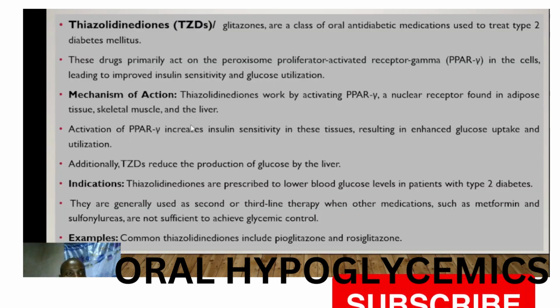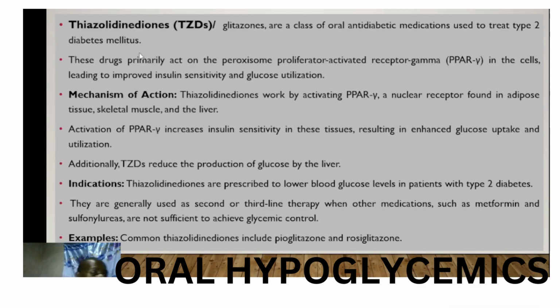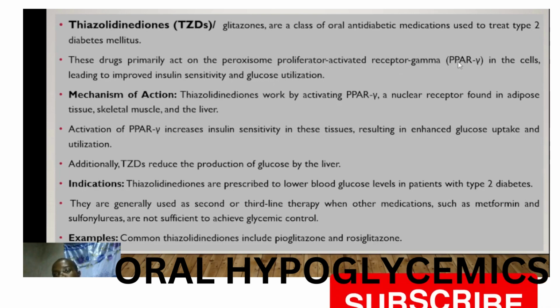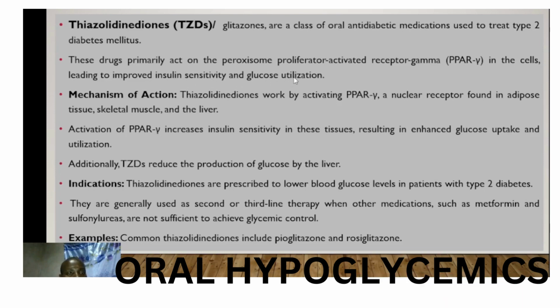The next drugs are the thiazolidinediones. We call them the glitazones. They primarily act on the peroxisome proliferator-activated receptor gamma, which we abbreviate as PPAR-gamma, in cells, leading to improved insulin sensitivity and glucose utilization.